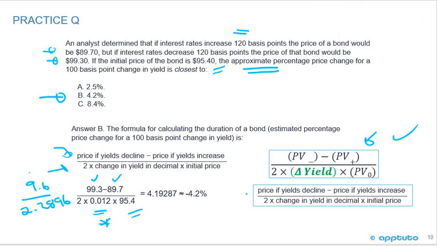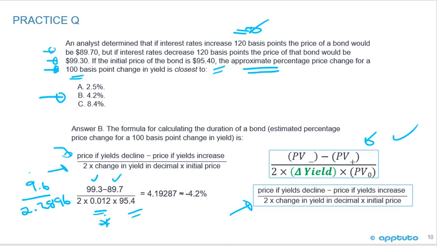Fairly easy. The price if the yield declines, the big number, minus the price if the yield increases, the smaller number, divided by 2 times the change in the yield. So you have to be careful. We're not talking about the definition for duration here. It's the percentage change for 100 basis points. We're not using the 100 basis points in the denominator. Just be careful, because we're looking at the change in the prices from the 120 basis points.